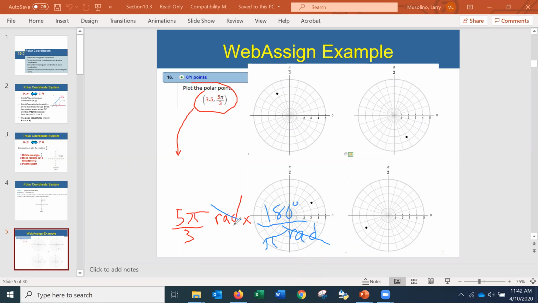All right, so let me do this conversion. I'm noticing the pi's cancel out. And then this is going to be 5 times 180 divided by 3. If you work that out, it turns out to be 300 degrees. So this polar coordinate is really 3.5 comma 300 degrees.